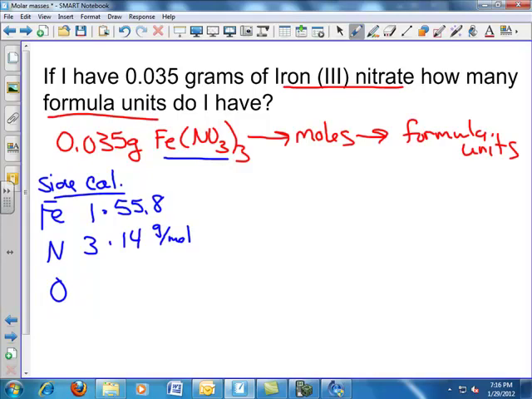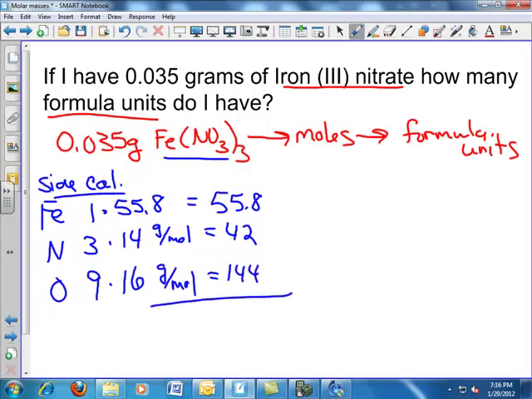It's not 6. Okay, I have 9 oxygen in here, and if you're not sure why, ask me in class so you know. Okay, so 55 times 1 is 55, 14 times 3 is 42, and 9 times 16 is 144. So I'll add all of that up. 144 plus 42 plus 55.8, and that's 241.8 grams per mole. That would be the molar mass of iron nitrate.